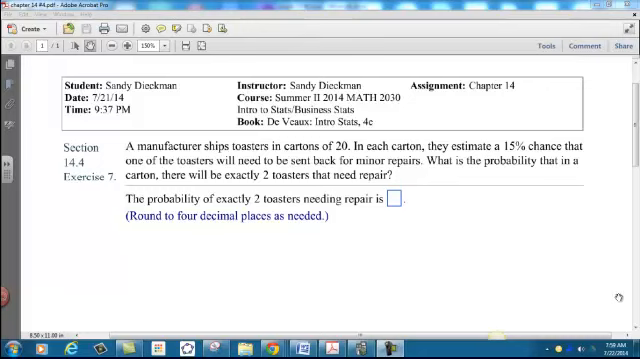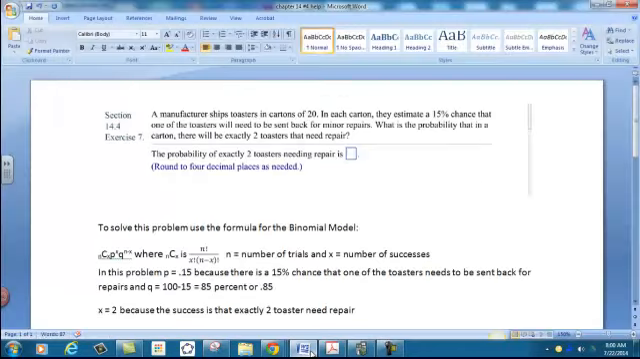Our n is the number of trials. And so we have 20 cartons, so that's going to be the number of trials. Our p has to match our success, and there's a 15% chance that one of the toasters needs to be sent back for minor repairs, so our p is going to be 15%, and then that would make our q 85%.